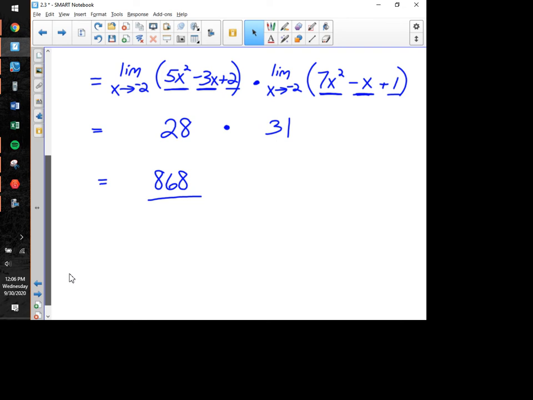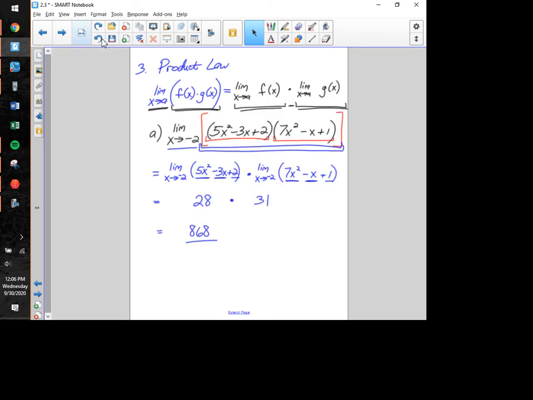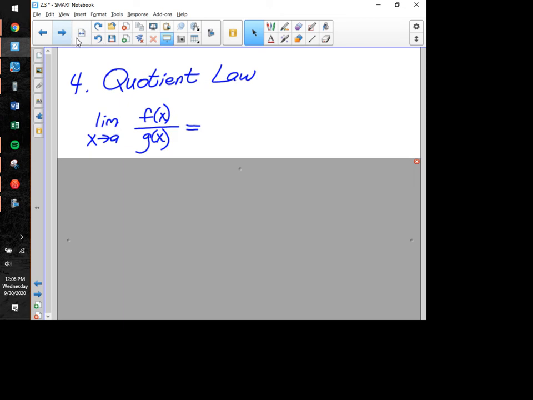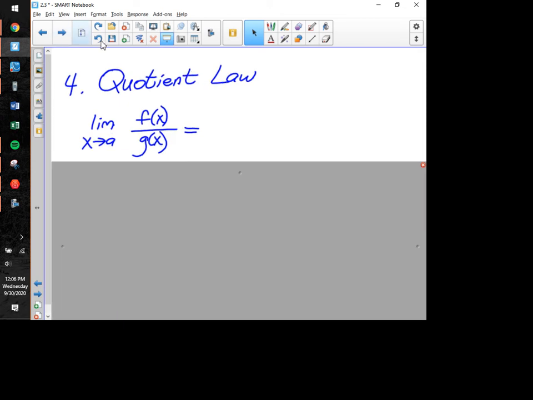And the last law here, everybody, for the day, I bet you can guess. If number 3 was the product law, then you could probably guess that what's coming next is called the quotient law. And if the product law tells us, everybody, that the limit of a product is equal to the product of the individual limits, then I think it stands to reason that the quotient law is going to tell us that the limit of a quotient is equal to the quotient of two individual limits.